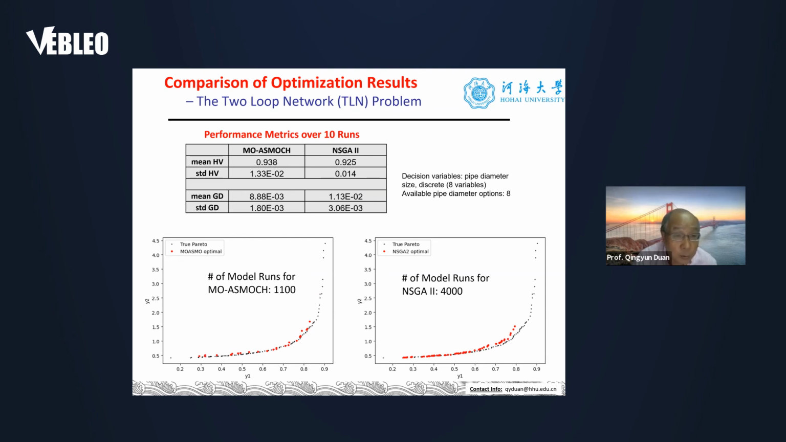So look at the 2-loop problem, and here is the MO ASMO. Here is the NSGA2. You talk about like 1,100 versus 4,000. So we got the same kind of solution. Actually, if you look here, our solution is closer to the reference volume. So as shown here, the distance is smaller, and we also have better volume compared to NSGA2. So this is for the 2-loop network problem.